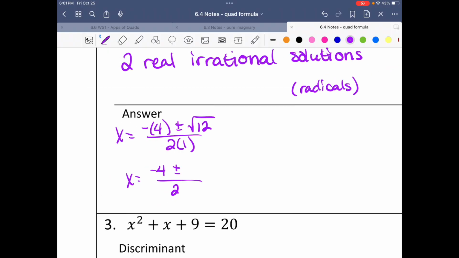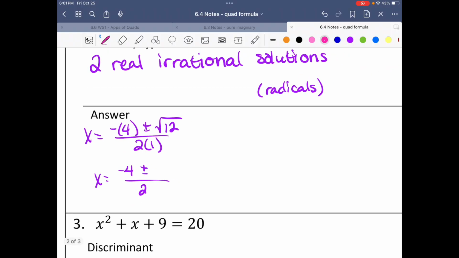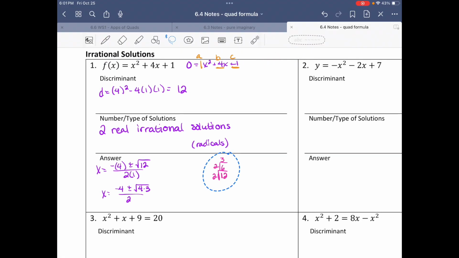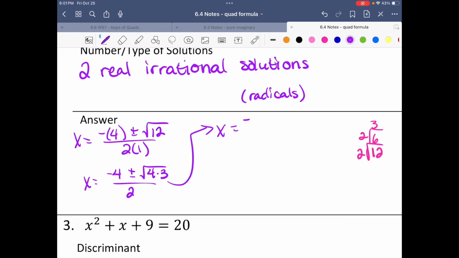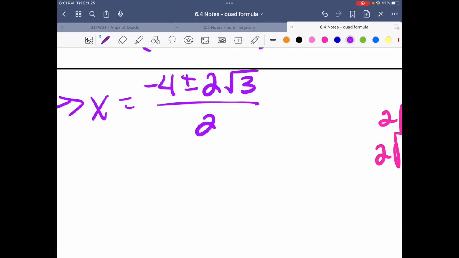Talk about that 12 here in a minute. Let's go ahead and simplify the 12. Okay, it's a square root. 2, 6, 2, and 3. Square root of 4 is 2. The 3 is going to stay underneath, and this is all over 2.